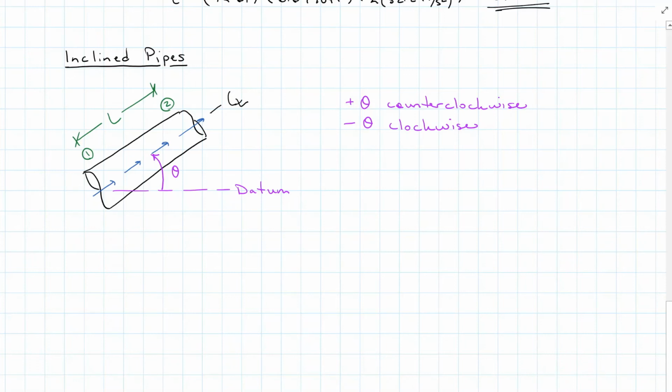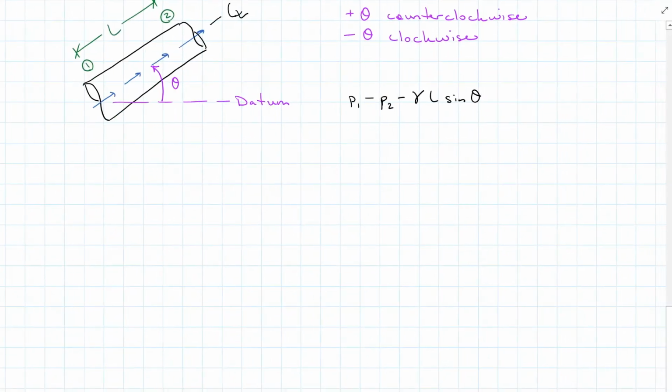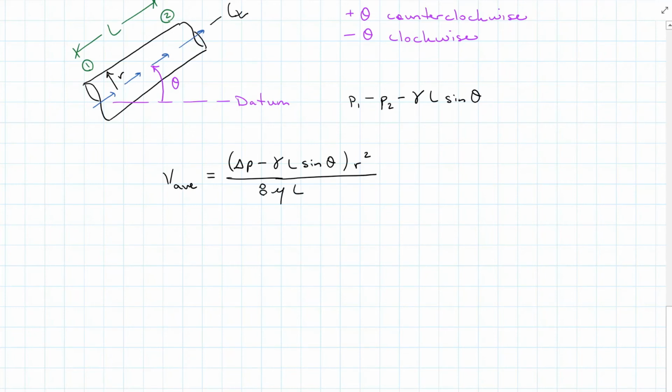Okay, now not only do we have that change in pressure between 1 and 2, but we have the additional gravity pressure of the water in the pipe, or the fluid in the pipe. So we have pressure 1 and pressure 2, as well as the fluid that's in that pipe. So my average velocity in an incline pipe can be the changed pressure minus the weight of the fluid times the radius of the pipe squared, so I should label that, all over 8 times viscosity times the length of the pipe.